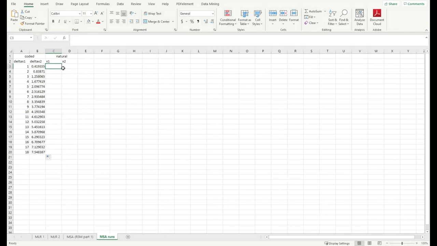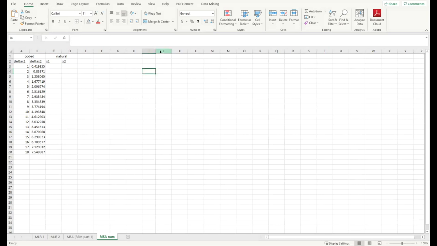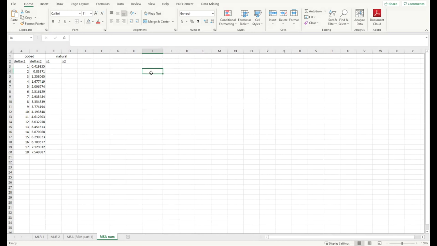And if you remember the equation, the coded setting is equal to the natural setting, we call x prime, minus the center point, divided by the high point minus the center point. Okay? That's our equation.